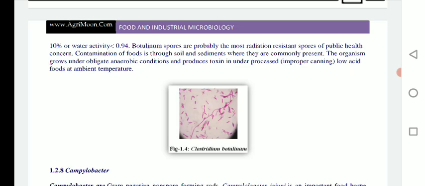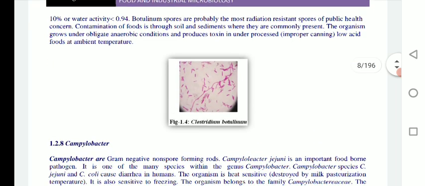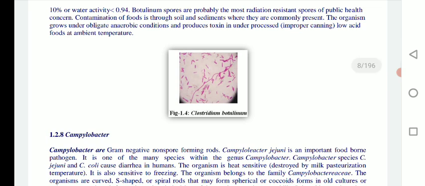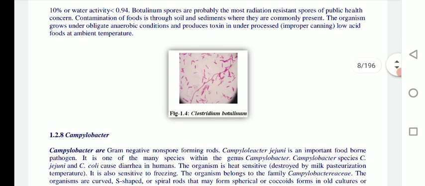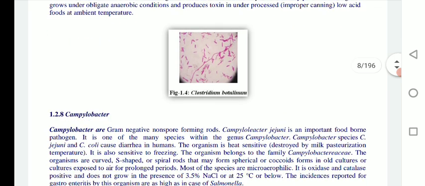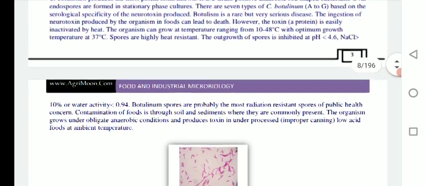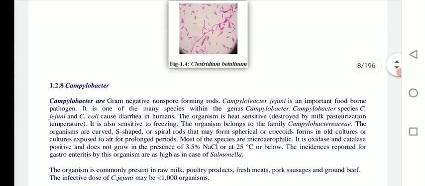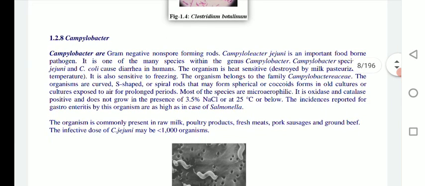So the organism grows under obligate anaerobic conditions and produces toxins in processed or improperly canned low acidic foods at ambient temperature. So this is the overall detail regarding Clostridium botulinum. The next bacterium is Campylobacter.